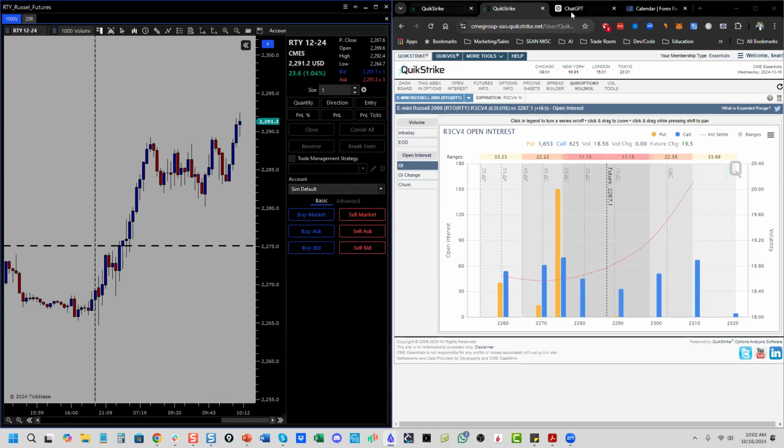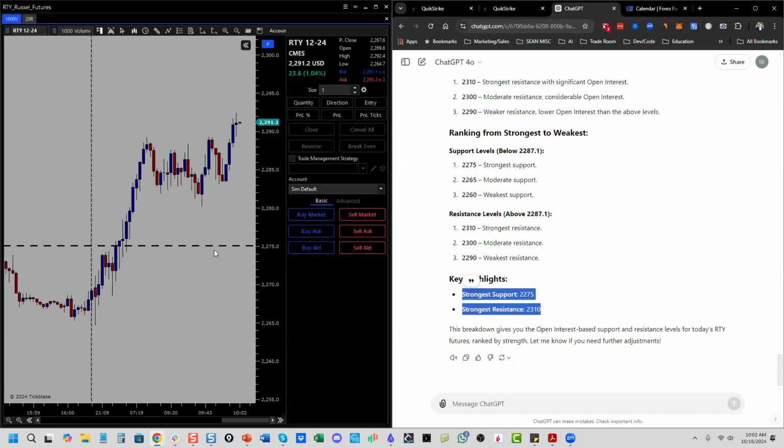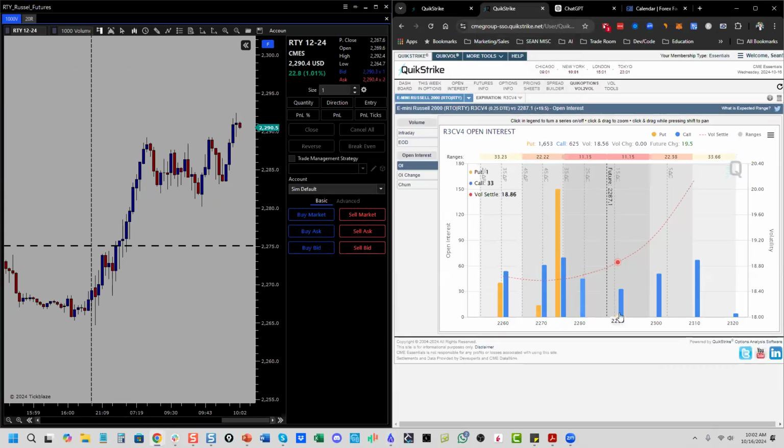So let's go into the resistance for a second. Resistance levels, 2290. And there's the reason. Because it broke above the resistance and it became the support for the day. Once it broke that wall of calls, that became the support. See that? So let's do this.